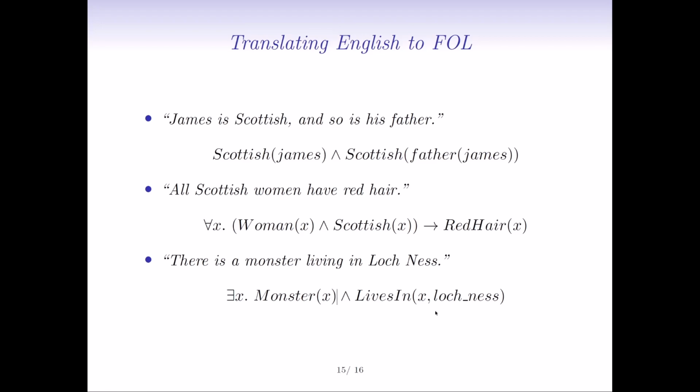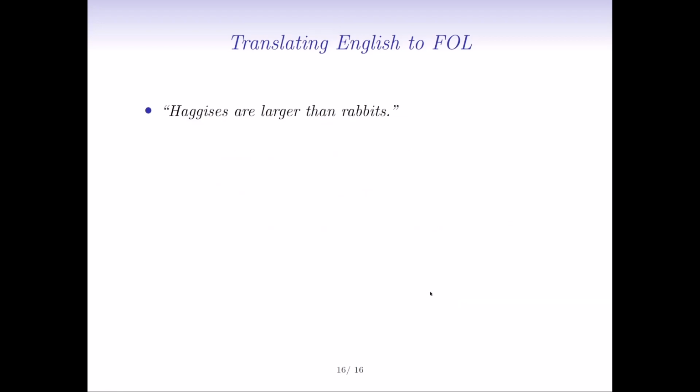Okay, more examples. Haggises are larger than rabbits. For any international students watching this video, a haggis is a small rodent mammal native to the Scottish Highlands. We all eat them on Burns Night to celebrate the birth of Scottish poet Robert Burns. We drink whiskey and recite poems. It's all very good.